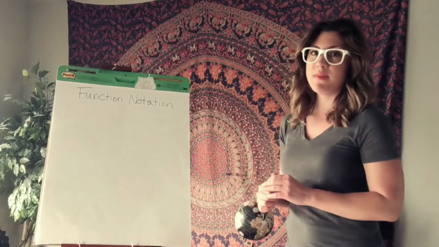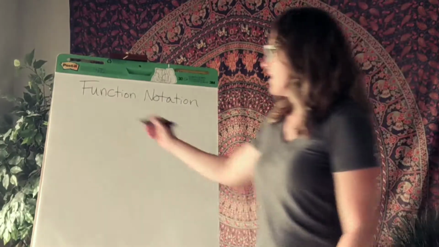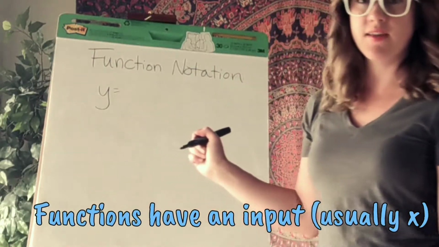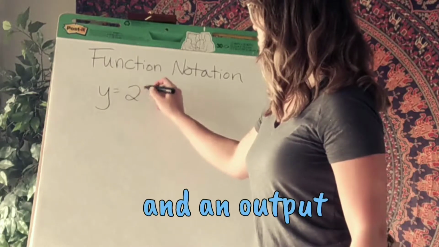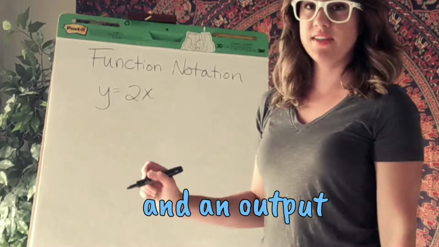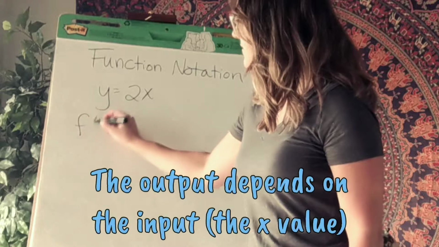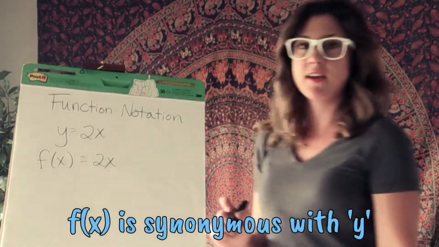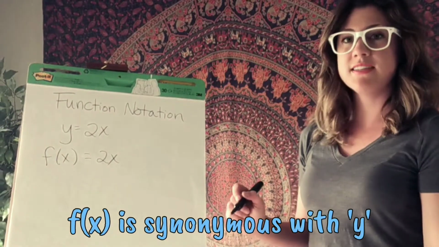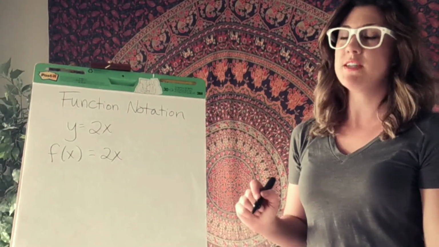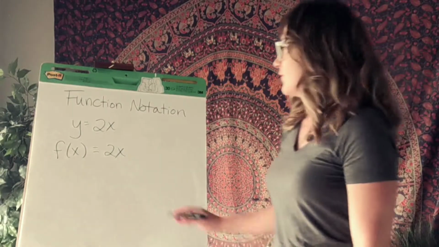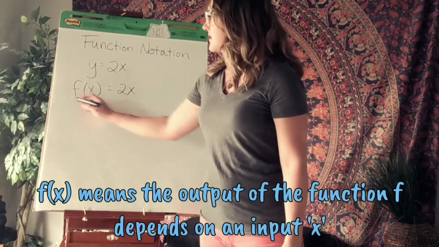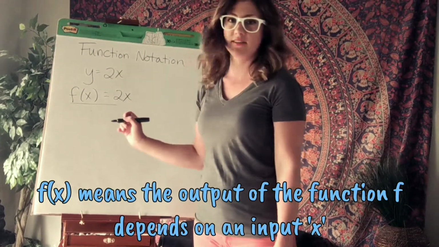Function notation. We may see equations that would normally be written with y equals. Let's just say, we'll do an easy one. Let's say y equals 2x. And in place of the y, you will sometimes see written f of x equals 2x. Well, as we know, y is the dependent variable. It depends on x. So therefore, y is a function of x. All that this means is that there is a function that depends on x.